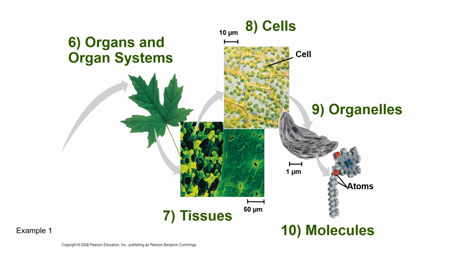So we have an organ that's made up of tissues, tissues are made up of cells, cells contain organelles, and then if we go a bit further, of course, the organelles are made up of molecules. And the molecule you're seeing there is actually chlorophyll, which is what's responsible for trapping the light energy.